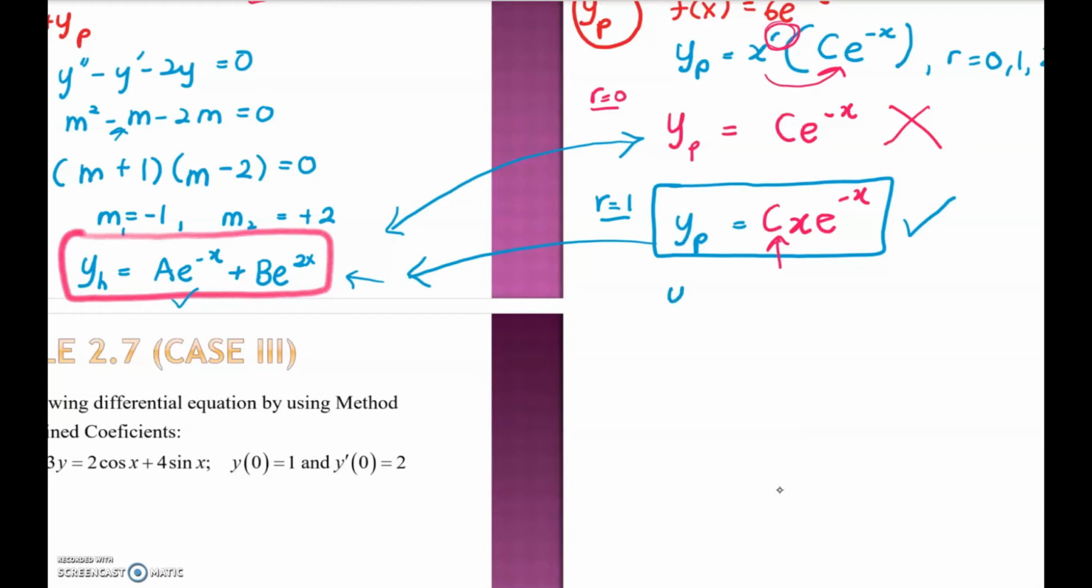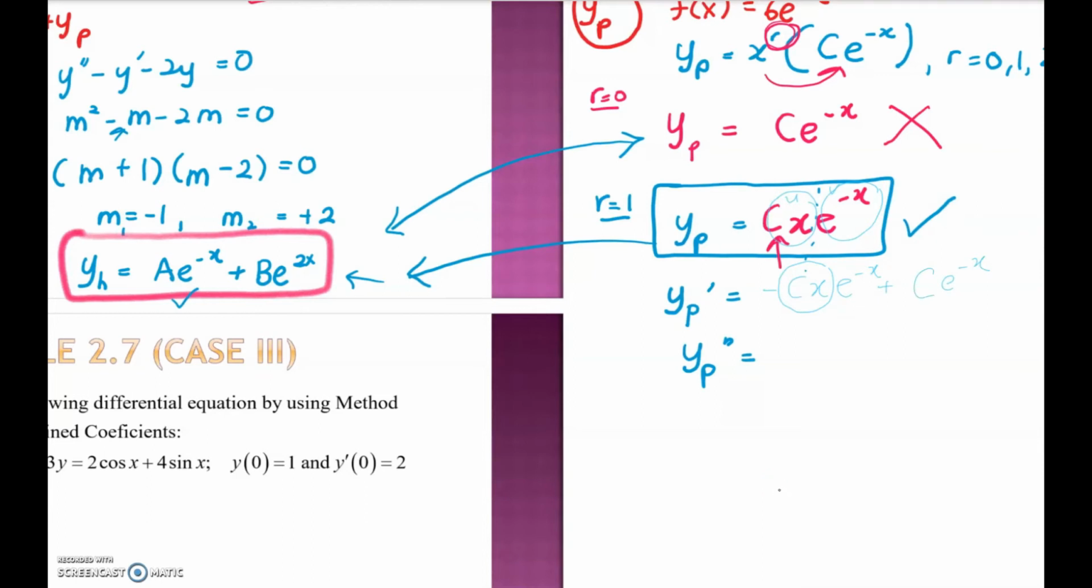So again, we need to find the first derivative and second derivative. Okay, so we have Cx and E negative x, so we need to apply the product rule. So we have Cx E negative X. This is our U, this is my V. Remain my U and then differentiate this one, so that I have negative Cx E negative X, and then plus our V, which is E negative X, and then differentiate Cx with respect to X, so we have C.